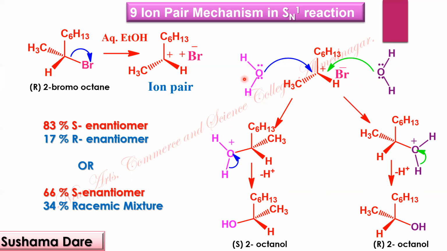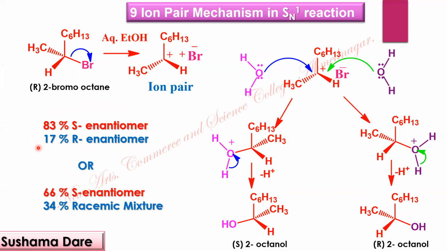But that is not true in the case of a backside attack. So backside attack is possible here. So more and more percentage of the nucleophile approaches from the backside of the leaving group. Because of that, you get the S-2-octanol with the higher percentage, while R-2-octanol with the lower percentage. You can see here, we get 83% S enantiomer, while 17% R enantiomer.